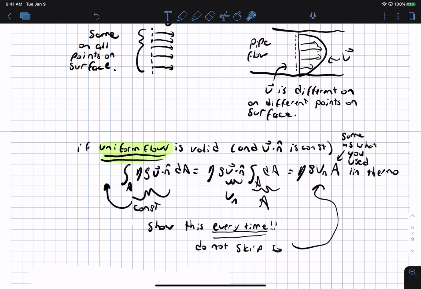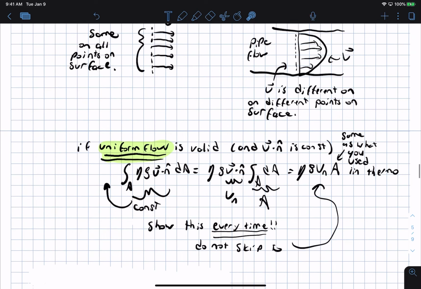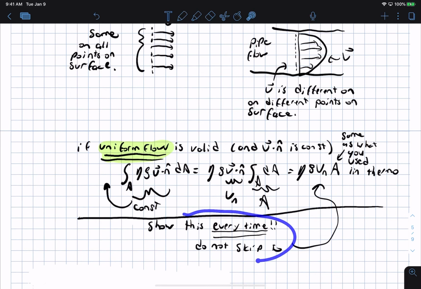If you're finding the flow rate of enthalpy through a surface assuming uniform flow, okay, if the flow is non-uniform, then you have to use this. You must use that. You cannot skip it, and in your homework, I expect you to show this every single time.